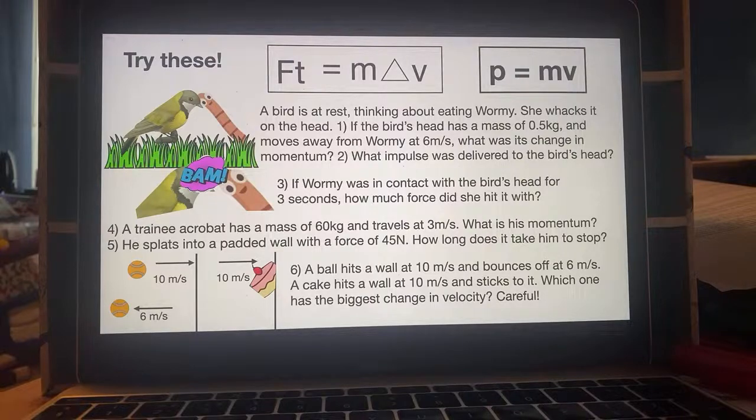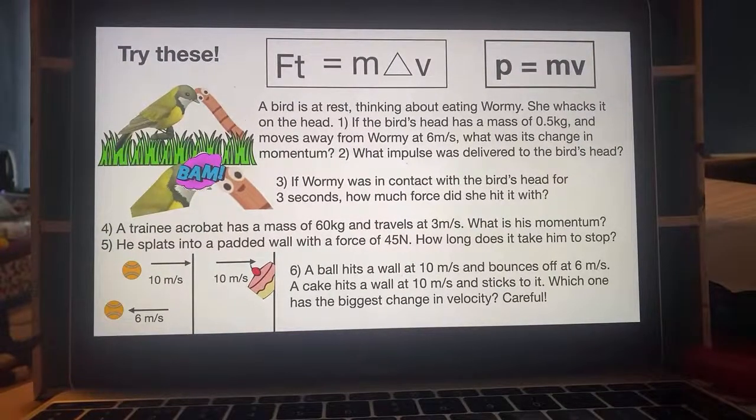And 5, if he splats, sorry, it's not a very nice word for a human, but if he splats into a padded wall with a force of 45 newtons, how long does it take him to stop? And question 6, 6 is a hard question, which will reveal an important point.